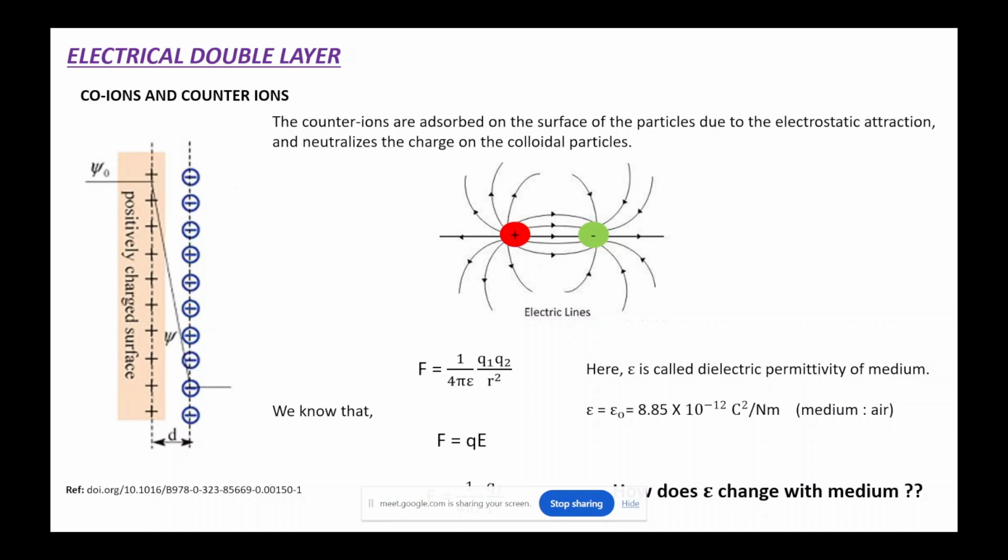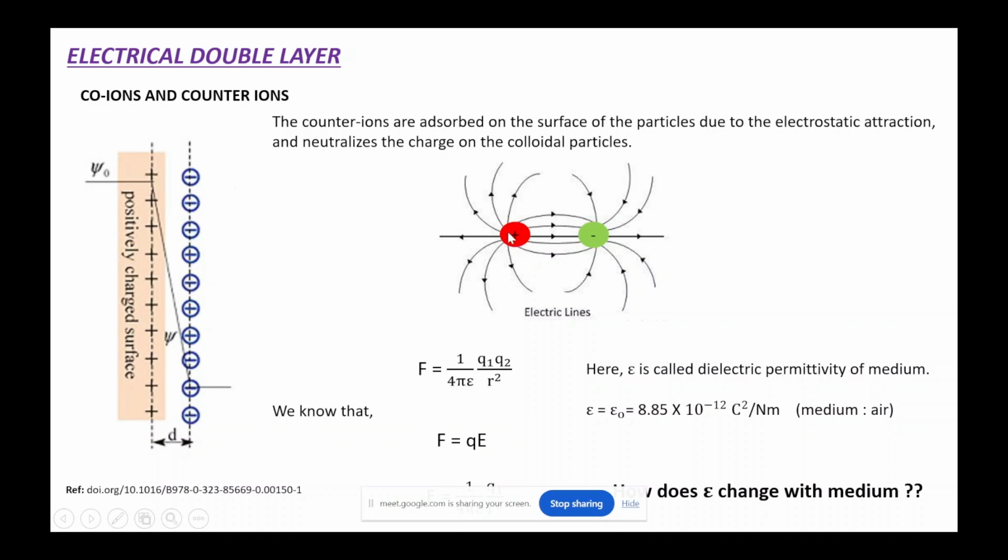So that is what is depicted in this diagram, the schematic. You have a positive charge and you have a negative charge. These are the lines that you see with the arrow mark. Specifically speaking, these are the electric field lines.